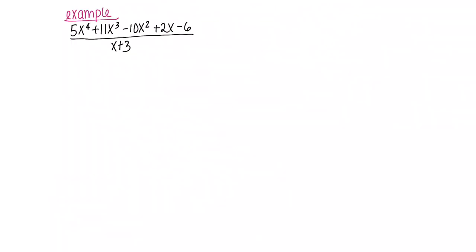So let's do another. We have 5x to the fourth plus 11x cubed minus 10x squared plus 2x minus 6 all over x plus 3. We're not missing any powers of x here, so we're free to go straight into our synthetic division algorithm because this is an x plus a number. So I'm taking the opposite. This says plus 3. I'm going to take negative 3. And you're always using your divisor for that.